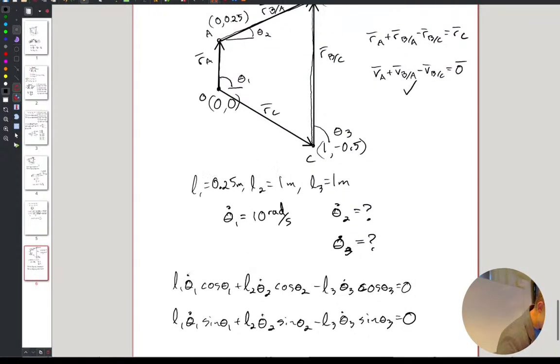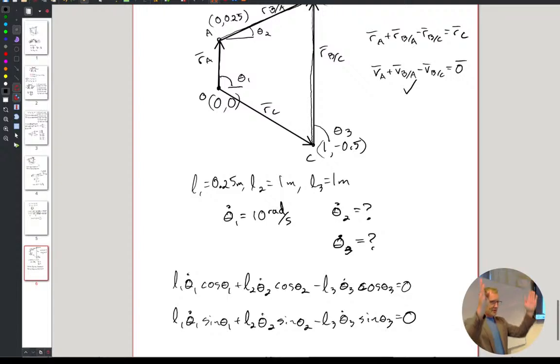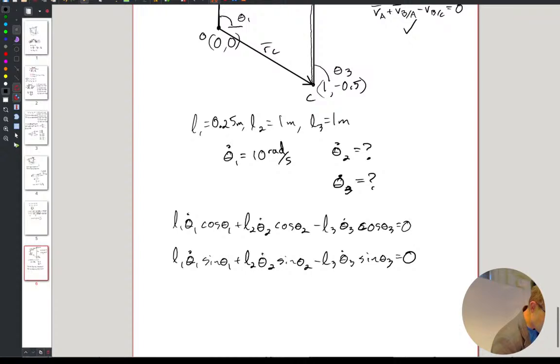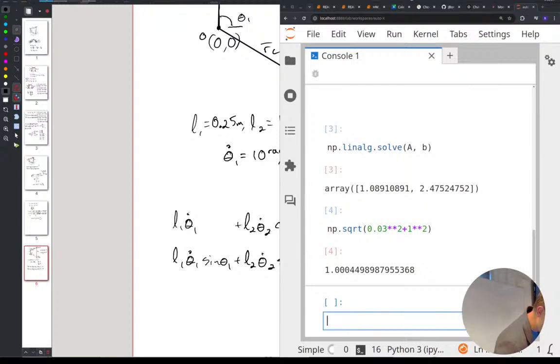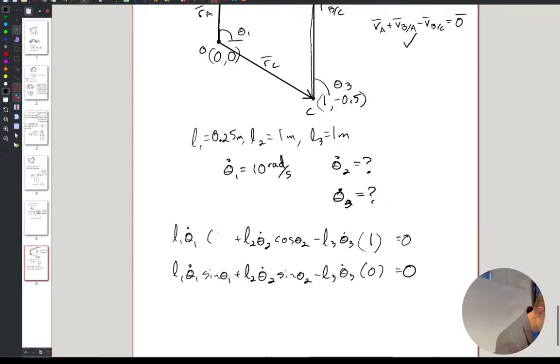All right, cool. So the nice part about having two basically vertical things is that our sine and cosine components are either 0 or 1. So cosine theta 3, that's 1. Sine theta 3, that's 0. Theta 1, cosine theta 1, that's 1. Sine theta 1, that's 0.